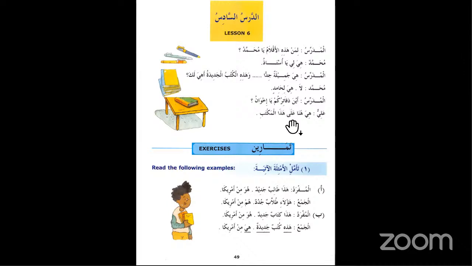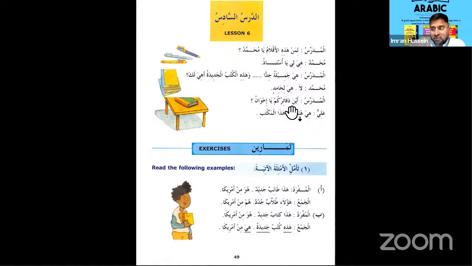The dafatir, is it notebooks or it's just books? It's notebooks. Daftarun, the dafatir is notebooks. So where are your notebooks, oh student, oh brothers? Here, okay. They are here, correct.